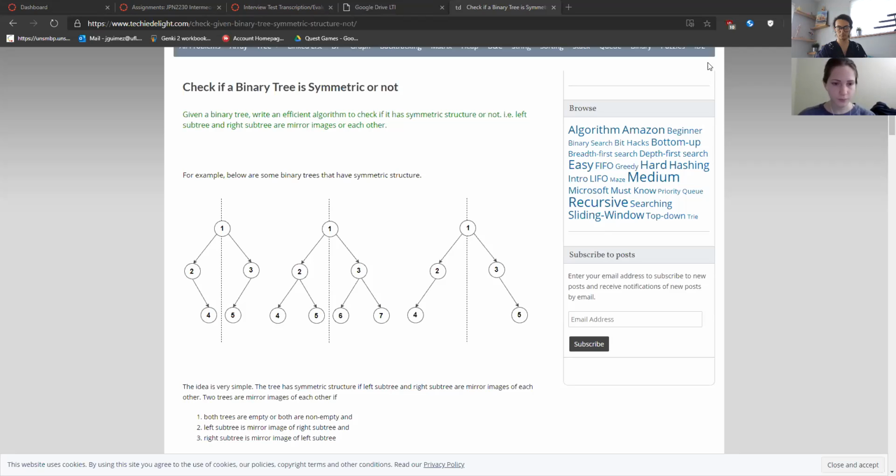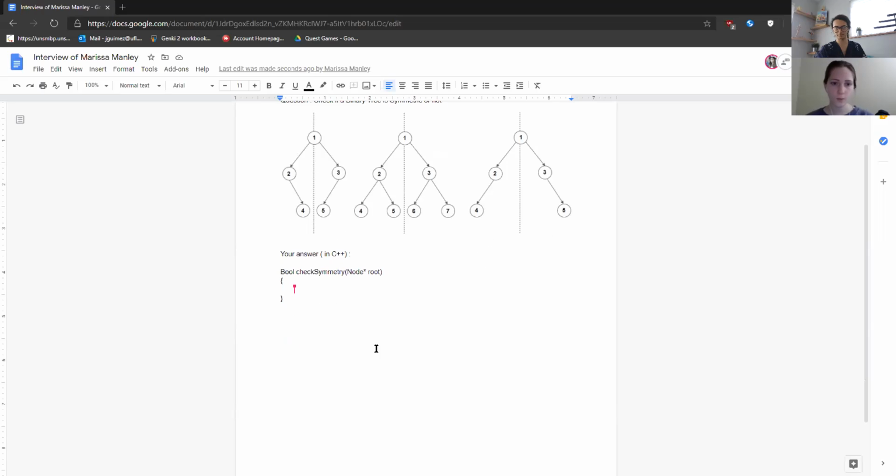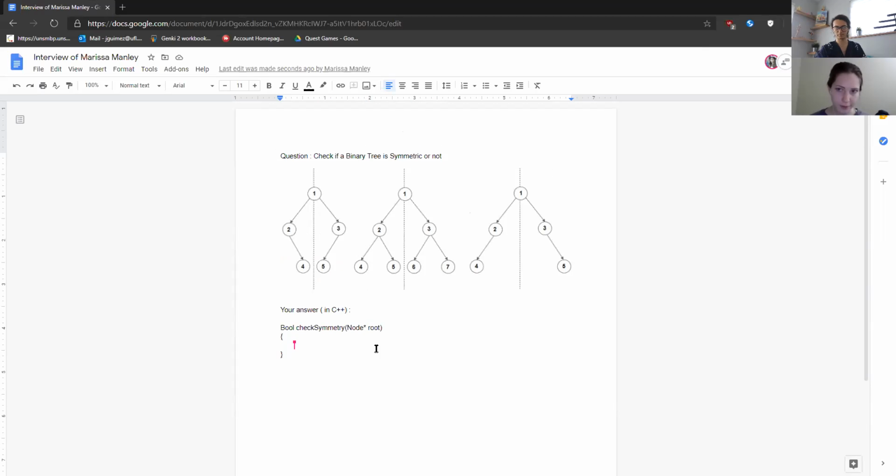So I'm going to return a bool, and check symmetry will be the method, and it's going to take a pointer to a node, the root of the tree, to start off anyways. Tell me, Miss Manley, what do you see on my share screen right now? On your share screen, I see the Google Docs. Okay, so it's my work.